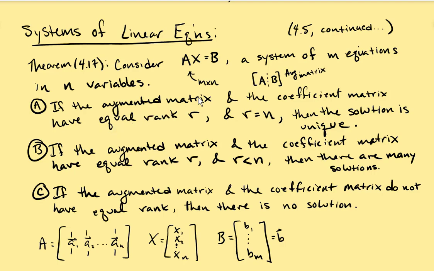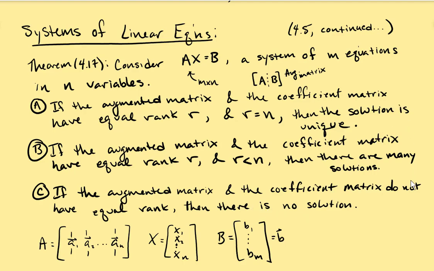So the first part says if the augmented matrix, A augmented with the B column, and the coefficient matrix A itself have equal rank R, and that rank R equals N, the number of variables, then the solution to this system is unique. If they have equal rank R, but now R is less than N, then there are going to be many solutions to the system. And finally, if the augmented matrix and the coefficient matrix do not have equal rank, then there's no solution.